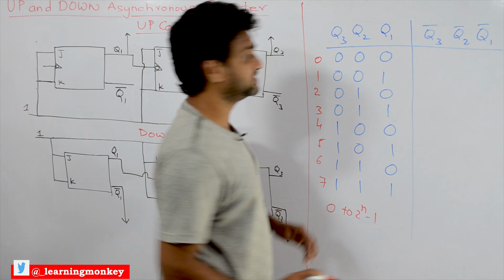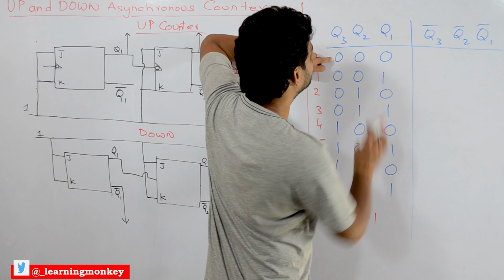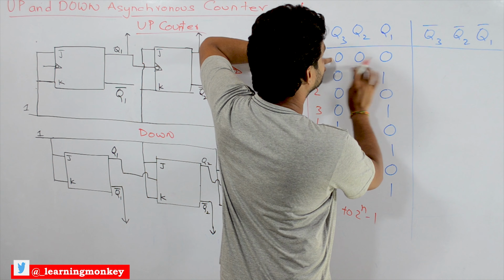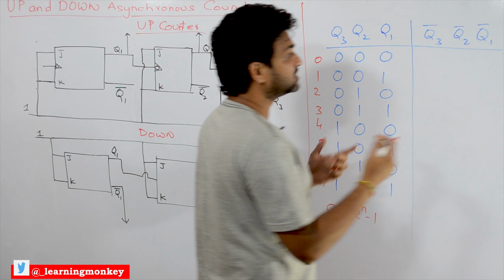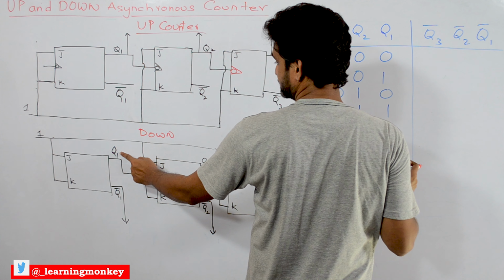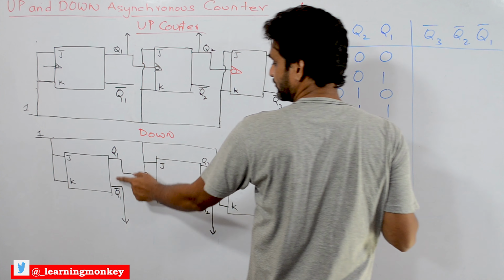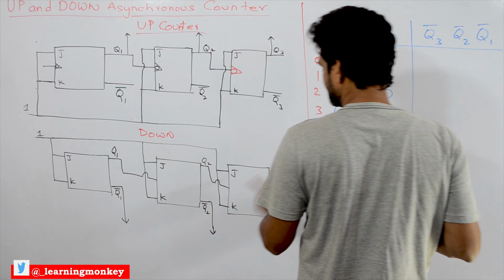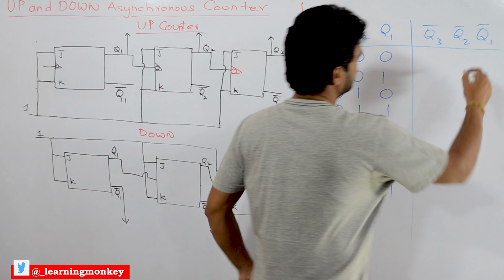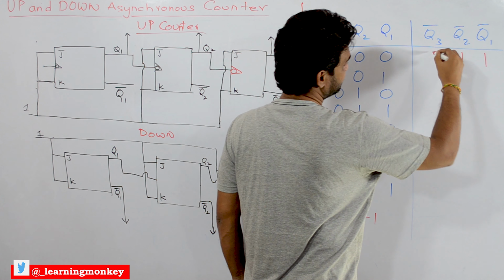So how it happens is, whenever the values at Q1, Q2, Q3 are 0, 0, 0, what is the output that we are going to take? The output that we are going to take is Q1 bar, Q2 bar and Q3 bar. So what are the values? So here 0, 0, 0 is there. What is the complement of 0? 1 will be here, 1 will be here and 1 will be here. So the output is going to be 1, 1, 1.